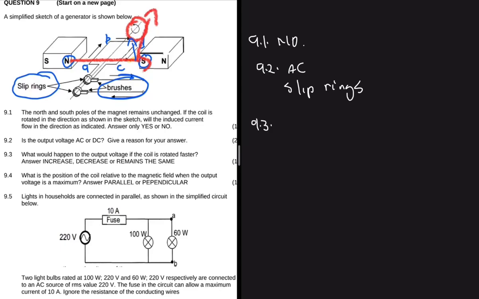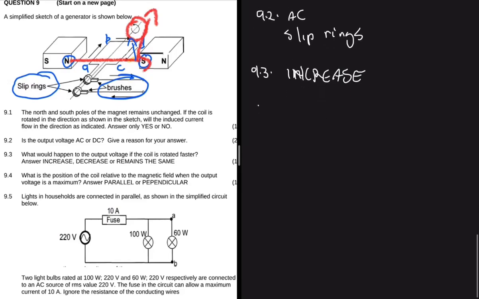9.3 says, what will happen to the output voltage if the coil is rotated faster? So the output voltage when the coil is rotated faster is going to go up, right? So the answer here would be increase. And then another way you can use if you wanna increase the output voltage is to use magnets that are more powerful, right? Or basically increase the strength of the magnetic field.